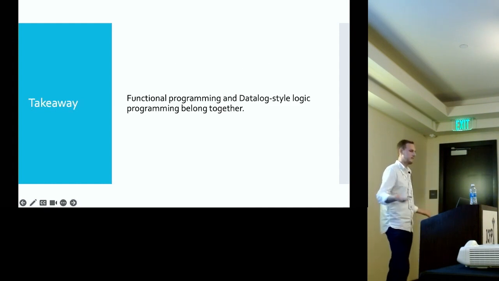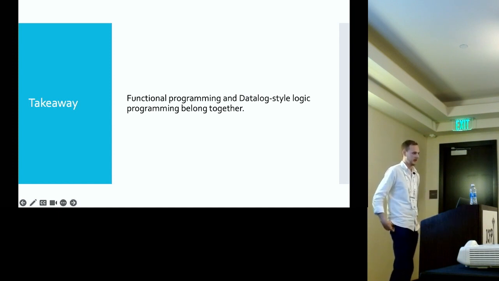My takeaway from that is that we've always kept Haskell-like languages and Datalog-like languages in two separate bins. But really, they belong together. They are two sides of the same coin. Datalog is purely functional programming, and it's useful in tandem with the kinds of things that we typically think about as functional programming.